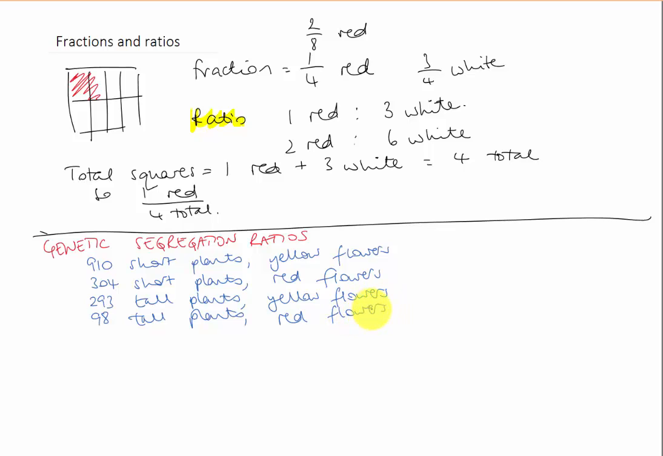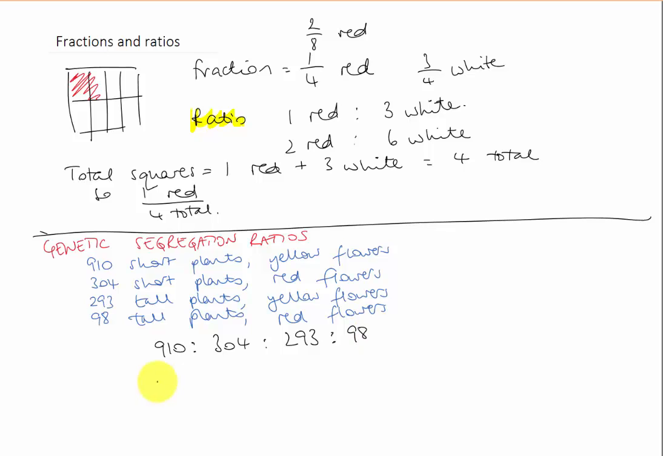So if we want to create a genetic hypothesis for the basis for those characteristics, it's good to simplify down that ratio as far as possible. I haven't even got to the part where we've written a ratio yet, actually. Okay, so we've got 910 colon 304 colon 293 colon 98. So what we have to do is divide all of these by the same number that will give us a nice small number.